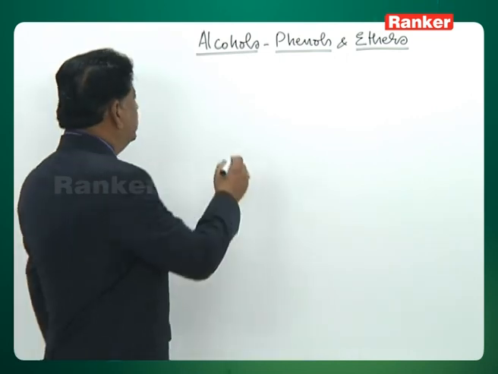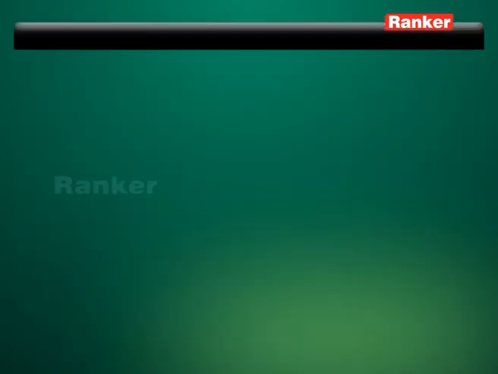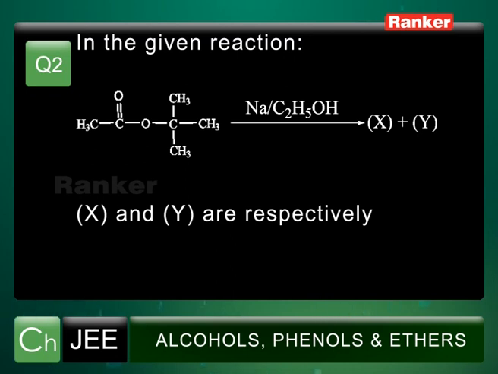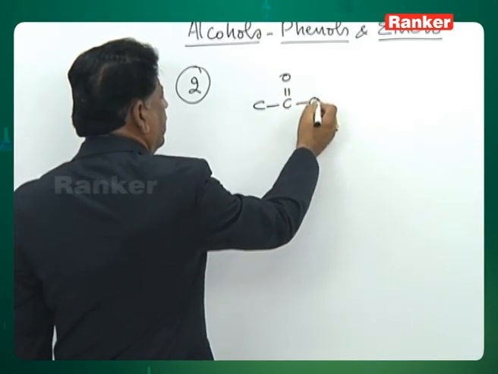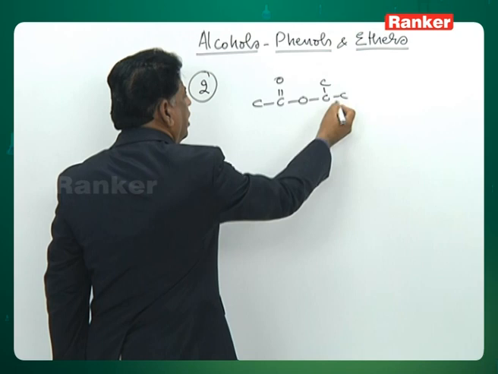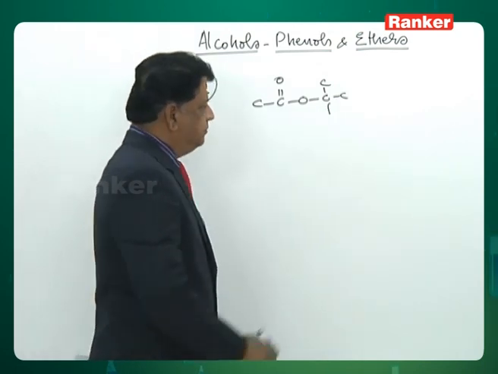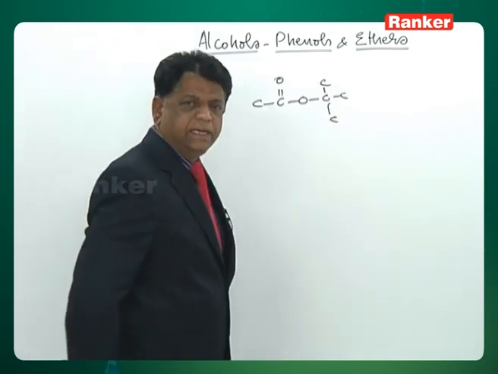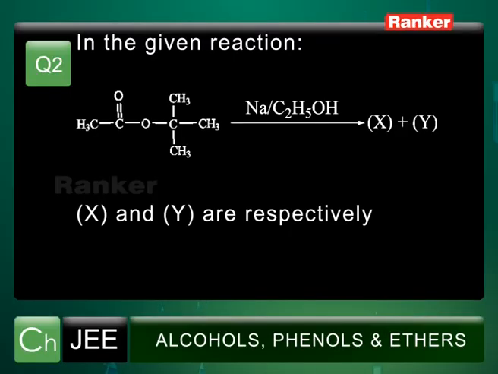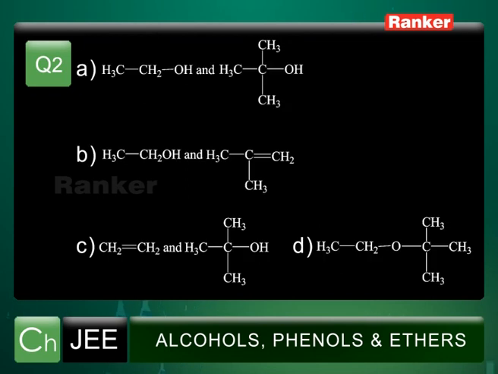So let's go to the second question. In the reaction given, an ester is given actually, a methyl group containing, an alcohol is tertiary butyl alcohol, acid is acetic acid, right? So this particular ester is treated with the sodium in presence of the ethyl alcohol, converted into X and Y. X and Y are respectively. It is a reduction actually, and both are giving the alcohols.